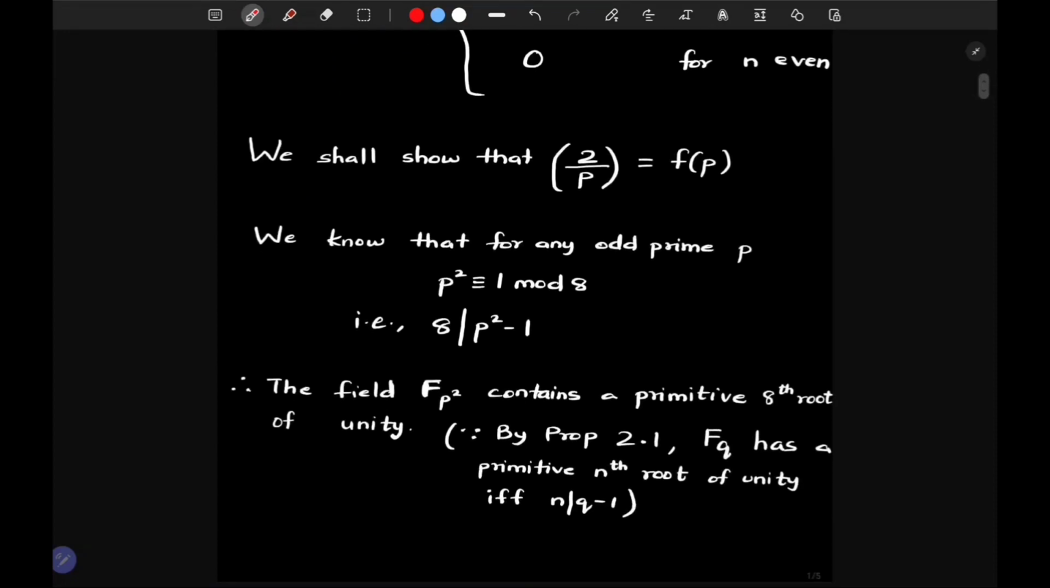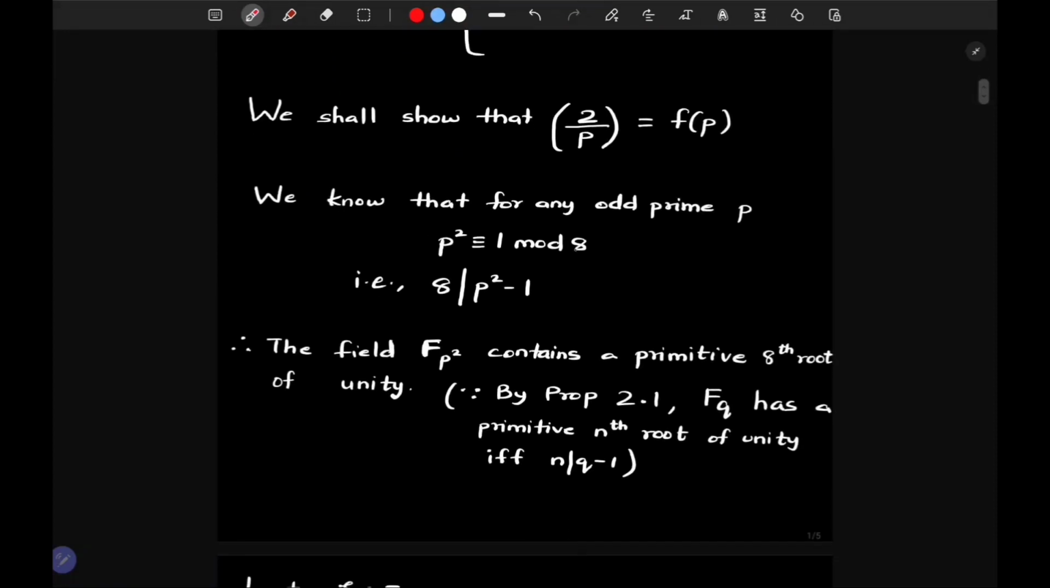We know that for any odd prime p, p² is congruent to 1 mod 8. If I take p equals 3, 3² is 9, and 9 is congruent to 1 mod 8. If I take p equals 5, 5² is 25, and 25 is congruent to 1 mod 8. If I take p equals 11, 11² is 121, and 121 is congruent to 1 mod 8. So p² congruent to 1 mod 8 is generally true for any odd prime p. Therefore, by the definition of congruence, I can write that 8 divides p² - 1.